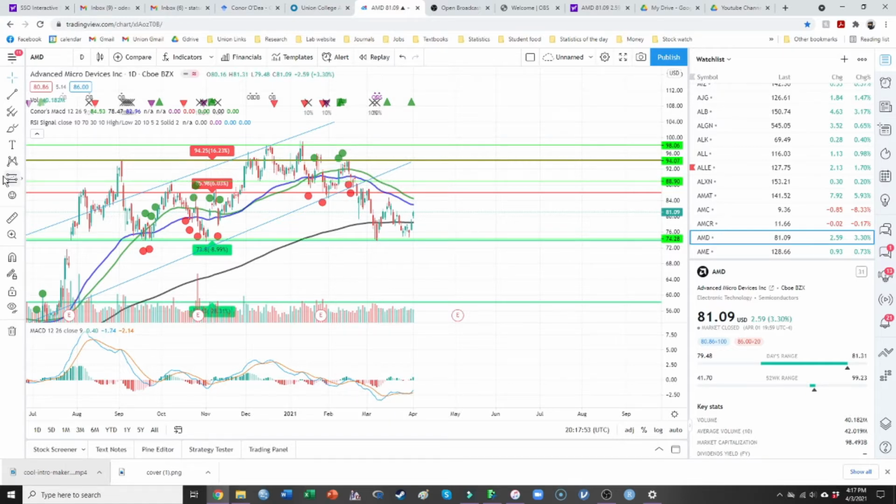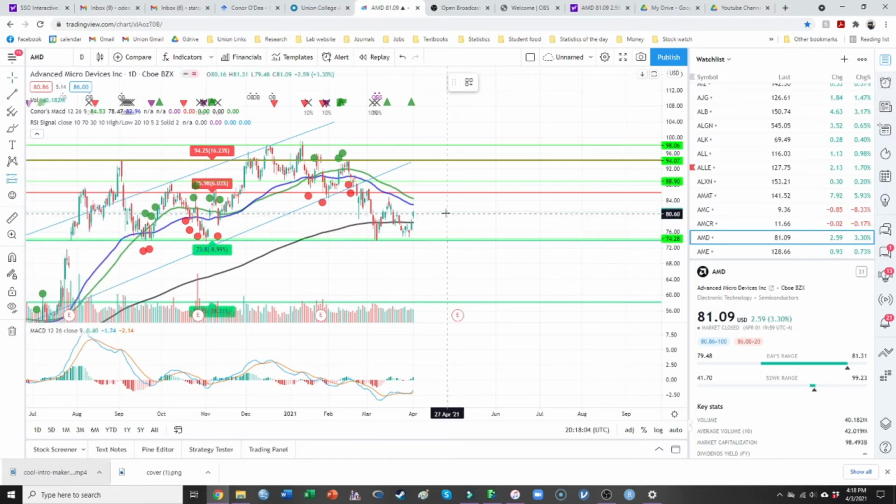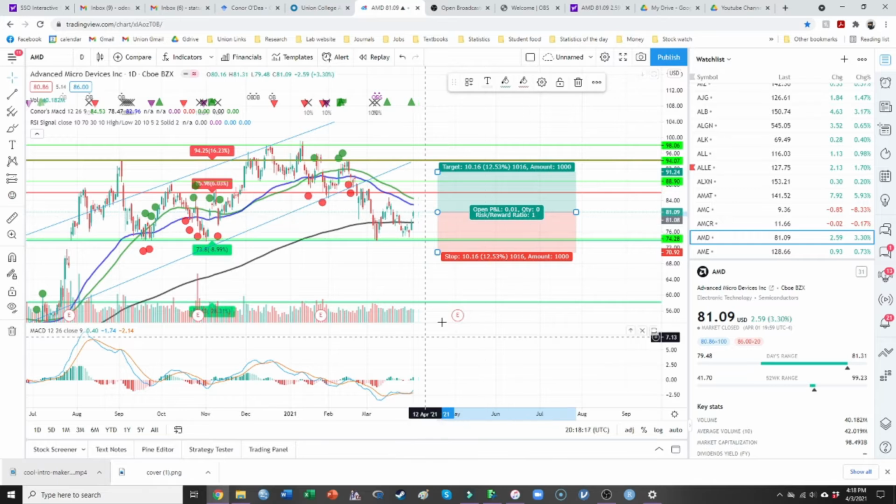So for me, once I'm getting ready to buy into a stock, this is what I do. I come over here to the left side where we see a long position, and I'm going to choose long position. I'm going to say, okay, here's where my price is at this moment. And I've told you a number of times in the other videos that I enter trades with a reward to risk ratio of 1.5 to 1.